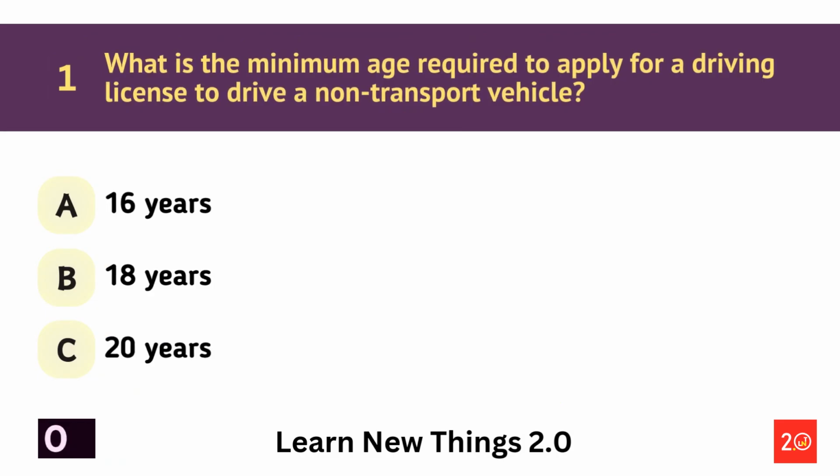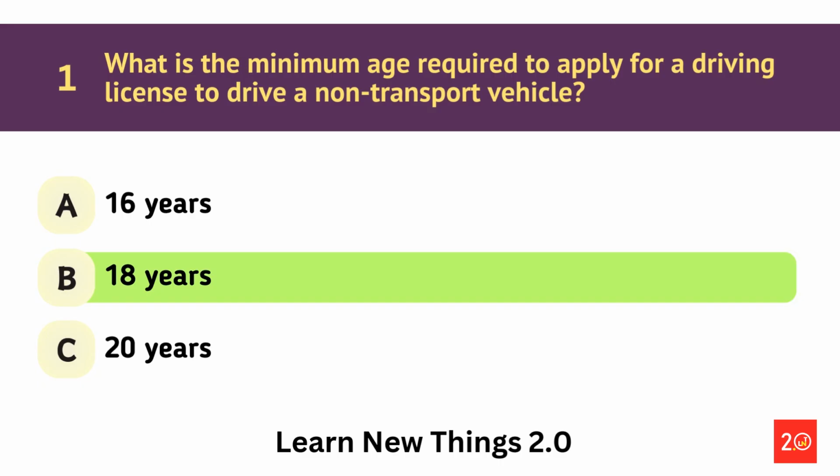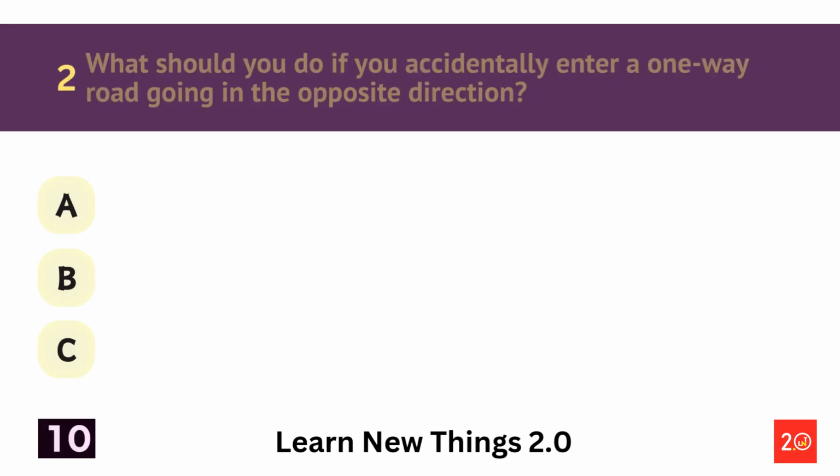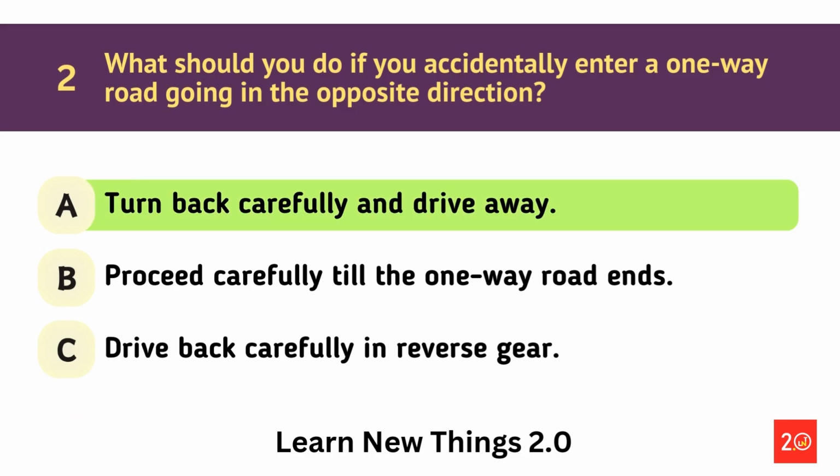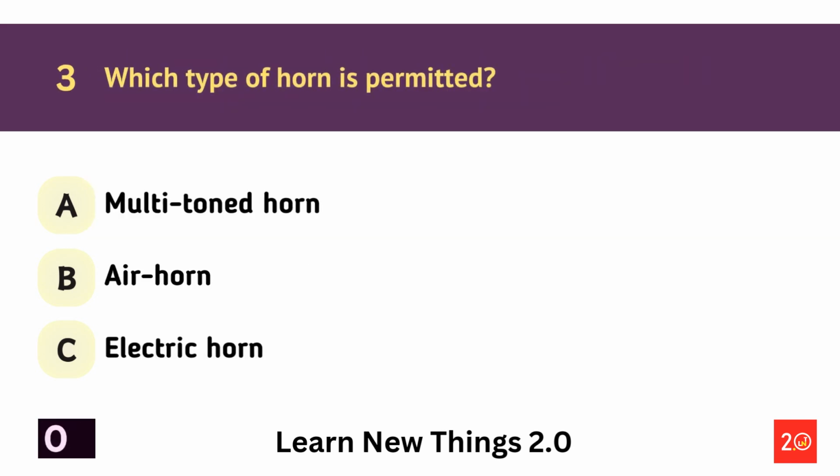What is the minimum age required to apply for a driving license to drive a non-transport vehicle? 18 years. What should you do if you accidentally enter a one-way road going in the opposite direction? Turn back carefully and drive away. Which type of horn is permitted? Electric horn.